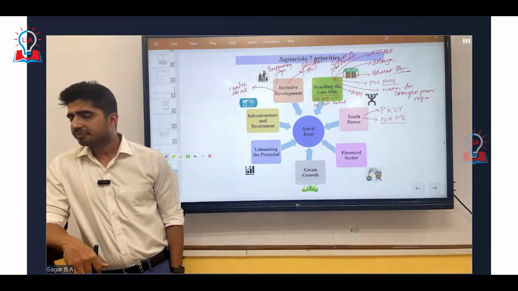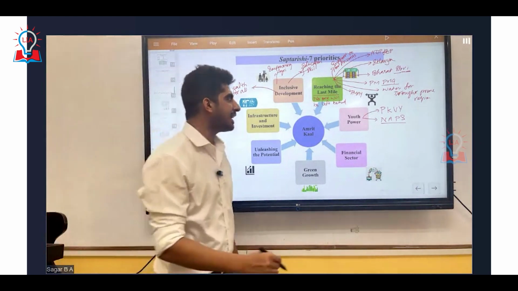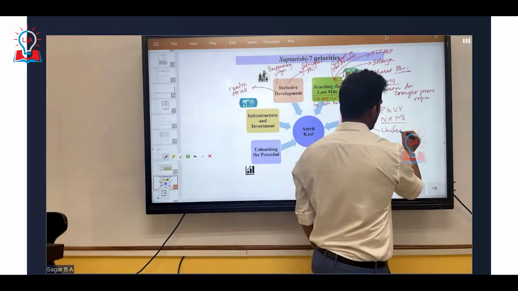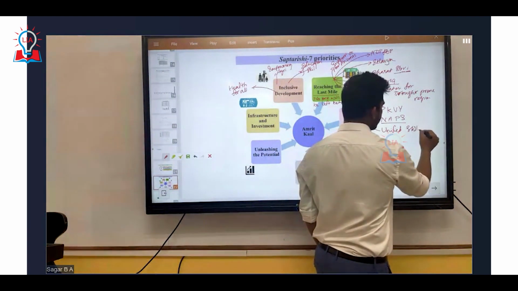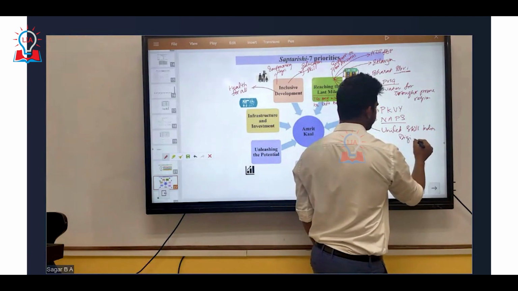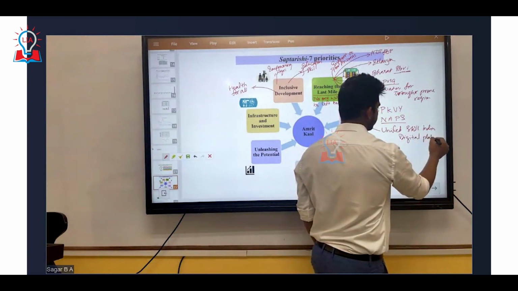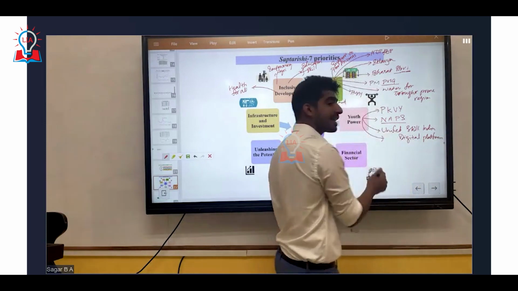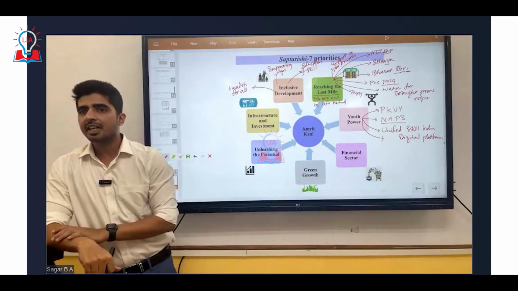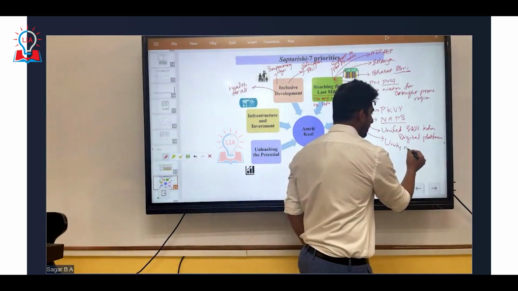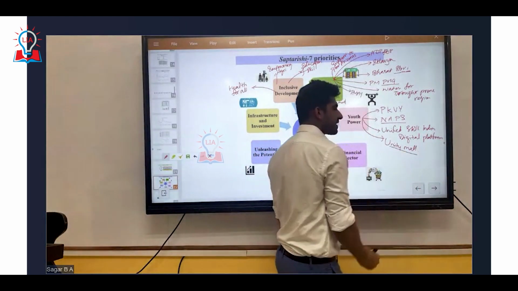Next, Unified Skill India digital platform. What are all these things? We will learn as we go into the chapters. Setting up of Unity Mall in every state.